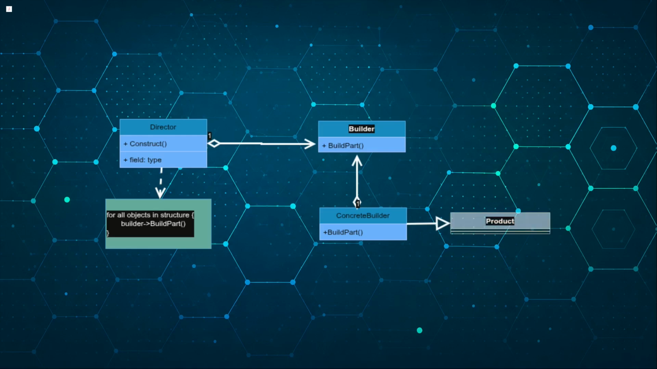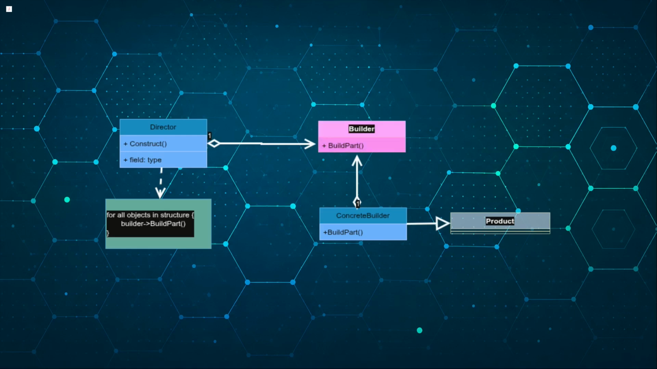Participant product represents the complex object being assembled during the construction process. Stores all parts and data generated by the builder's steps. In Python, this may be a class whose attributes are assigned incrementally. It receives its completed state from the concrete builder.